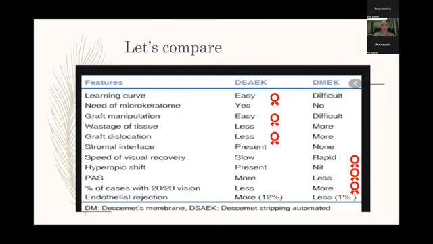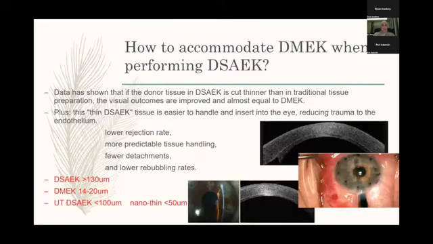Now, in the ultra-thin DSAEK, we are accommodating the good outcome of DMEK, but we're performing DSAEK. And that's how the idea came. If the donor tissue in DSAEK is cut thinner than in the traditional tissue, then the visual outcome is improved and almost equal to DMEK. So we have lower rejection rate, more predictable tissue handling, fewer detachments, and lower rebubbling rates.